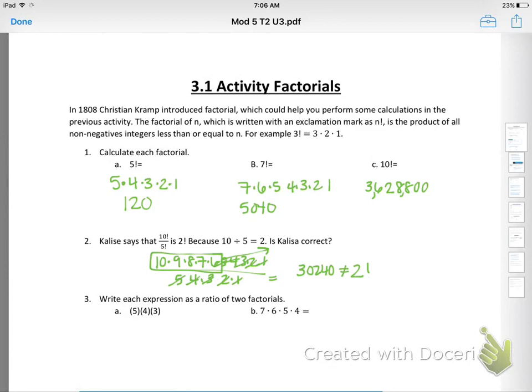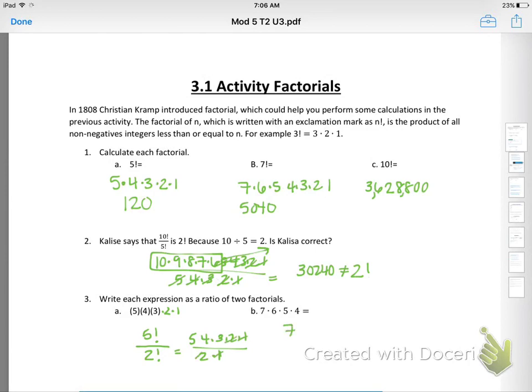It says write each expression as a ratio of 2 factorials. Okay, so I need to somehow, let's pretend I wanted 2 and 1 in here. Well, that's going to be 5 factorial. Because 5 times 4 times 3 times 2 times 1. Well, if I want to take the 2 times 1 off, or if I canceled, if I throw a 2 factorial on here, that's the same as if I wrote it out the long way and I canceled 2 and 1, which is what's left.